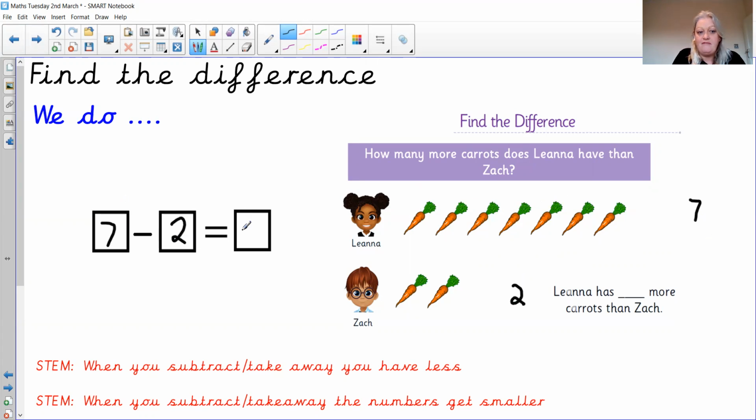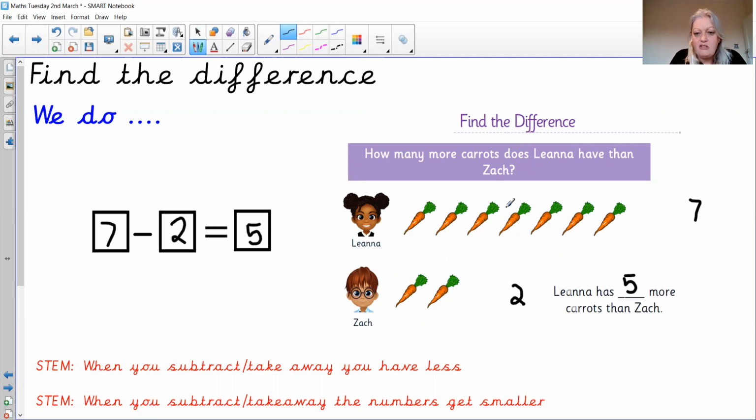Finding the difference. Can you work out what the difference is between 7, take away 2, gives me? That's right. It gives me 5. So Leanna has 5 more carrots than Zach.